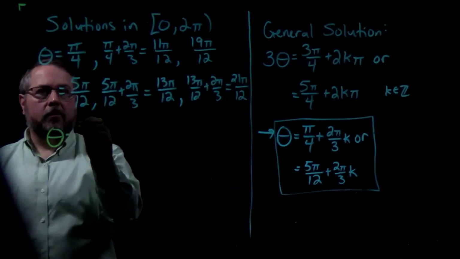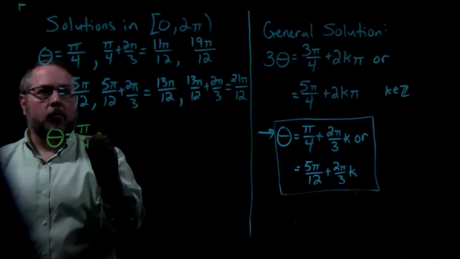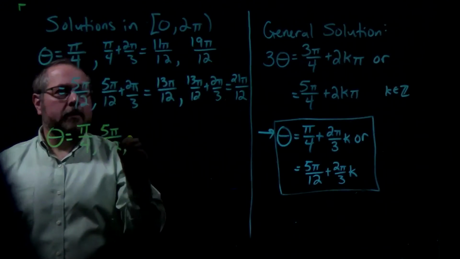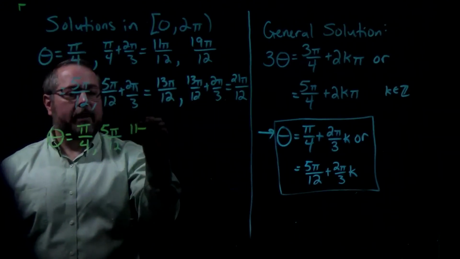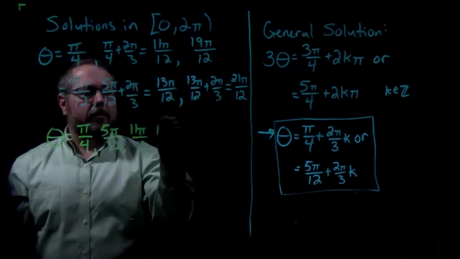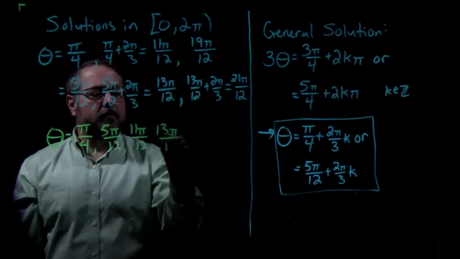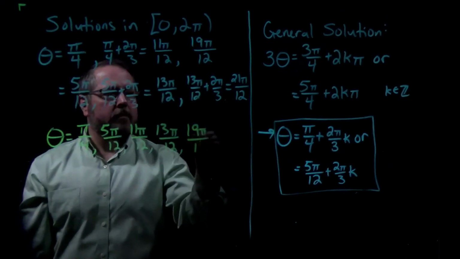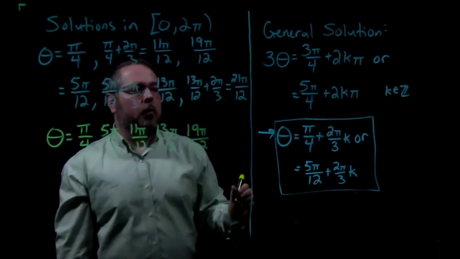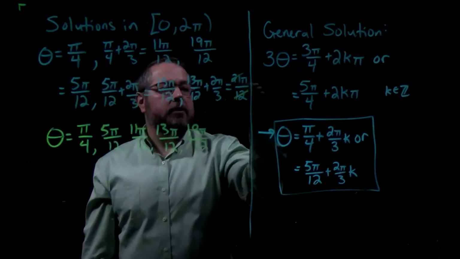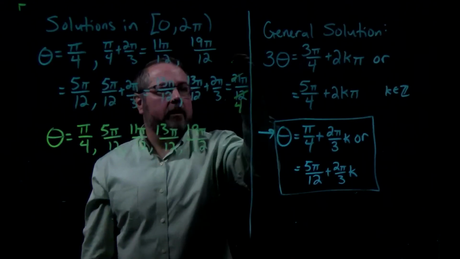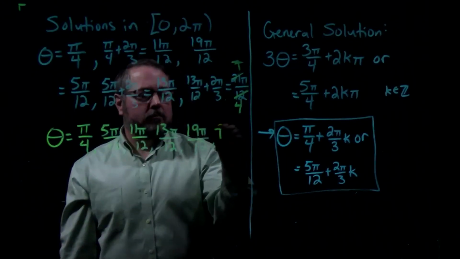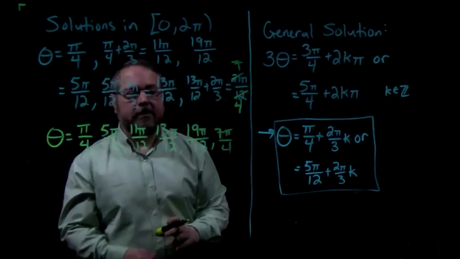Okay, so if we take our, in this case, 6 answers and arrange them in order, usually we want to arrange them from smallest to largest. The smallest would be pi over 4. The next one would be 5 pi over 12. The next one would be 11 pi over 12. Then 13 pi over 12. Then 19 pi over 12. And then 21 pi over 12 we can actually reduce, because 12 is 4 times 3. 21 is 7 times 3. Okay, so that actually reduces to 7 pi over 4.